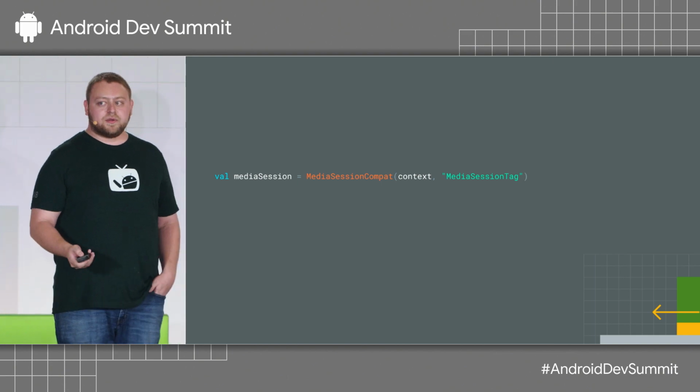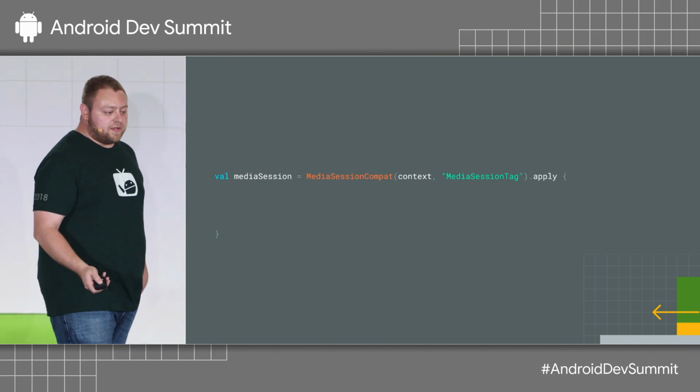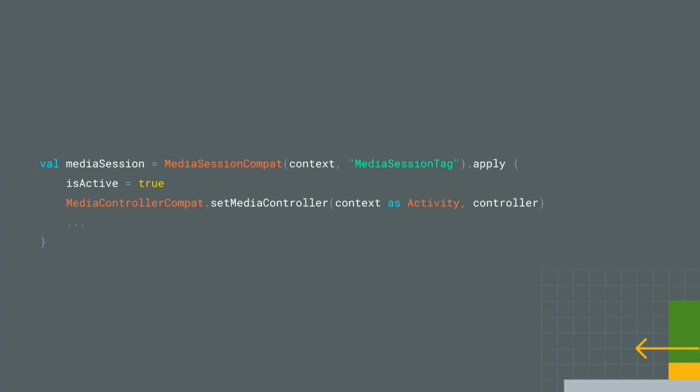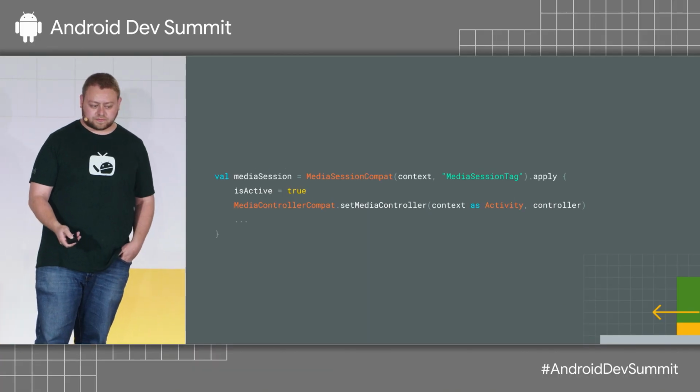Making a media session is also pretty simple, and there's tons of documentation and talks about media session. I'm not going to go too deep into it, but you just need to make sure that you set the media session to be active, set the controller, set anything else you need to set. Set the current state. Are you currently playing? What position are you in?